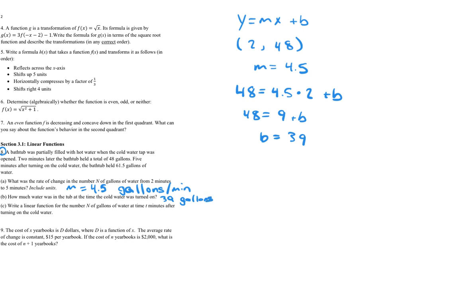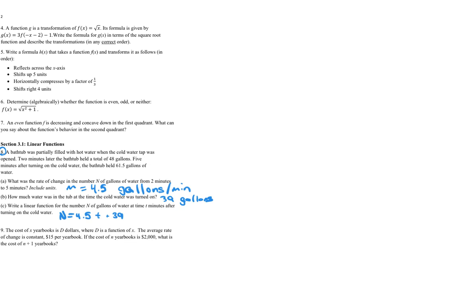And then for part C, write a linear function for the number n of gallons of water at time t after turning on the cold water. If we go back to our y equals mx plus b, we have everything we need to plug this in. We know n is our number of gallons, so n is equal to our rate, which is 4.5, times our time, t, plus our initial amount, 39. So our linear function is n equals 4.5t plus 39.